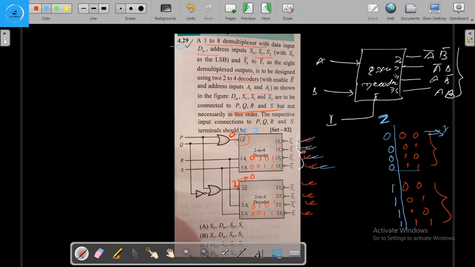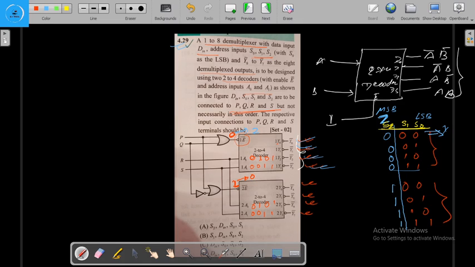Now we have seen that this is acting as a selective line, and this is the MSB of the select, and this is the LSB of the select. So we can say that this is the S2, this is the S, this is the clear. This is acting as MSB, this is acting as LSB, and we can say this is S2 S.